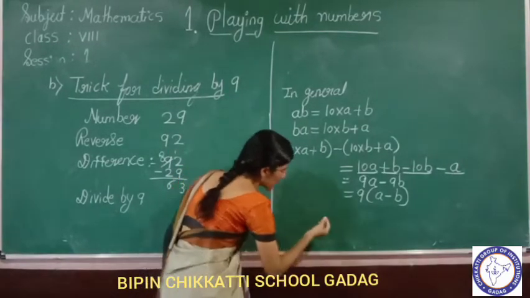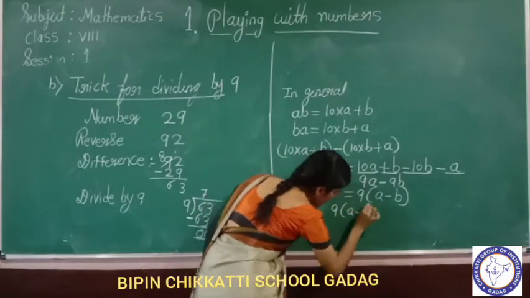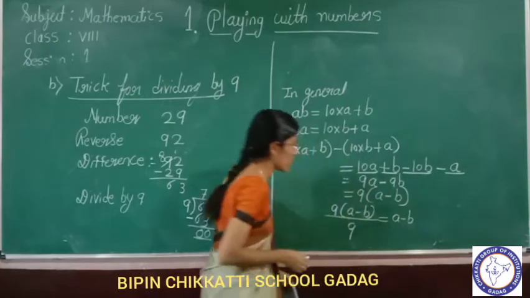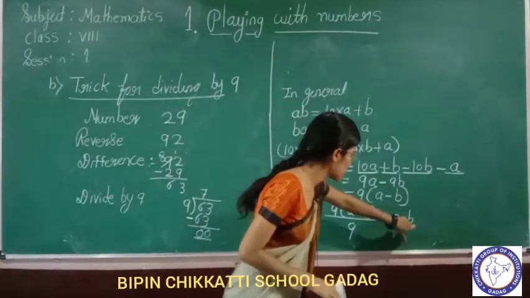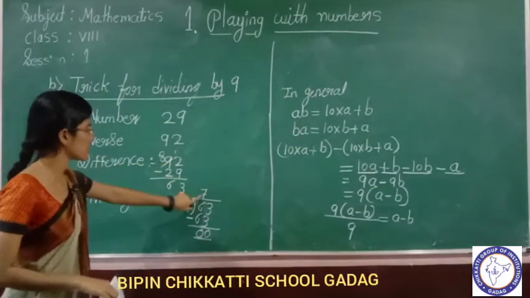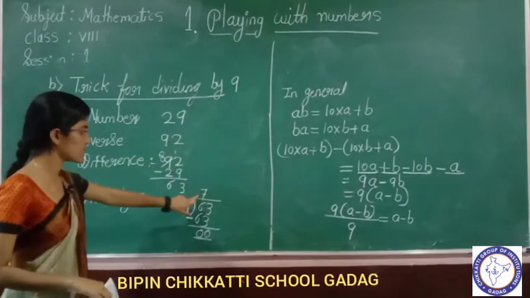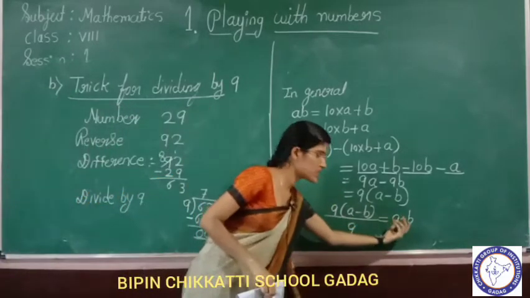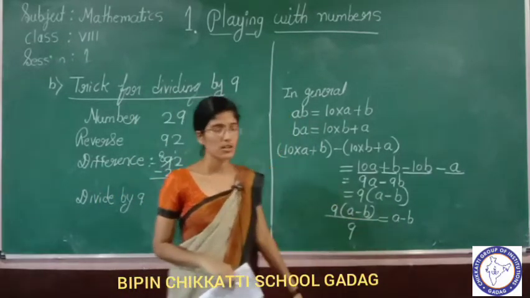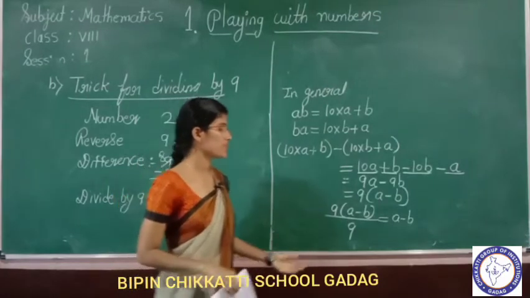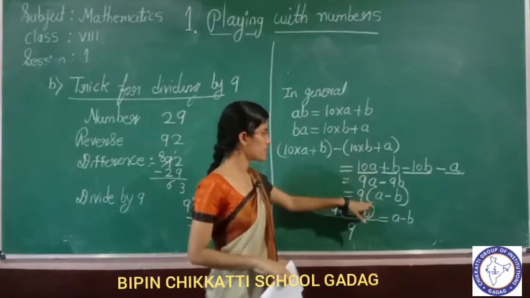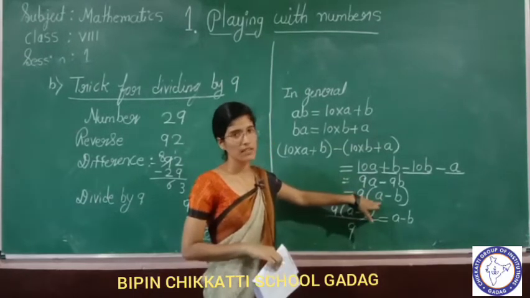Now divide by 9. 9 into A minus B divided by 9 is equal to A minus B. Now see here, students, A minus B is nothing but the quotient. For example, 9 minus 2 is 7. Here A minus B is nothing but the quotient. Is it understood? So what is the trick behind this, students? The trick is that it is a multiple of 9. Whatever we do the difference, the answer will come in a multiple of 9.